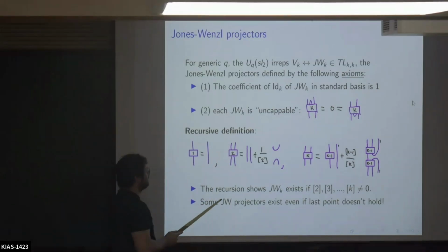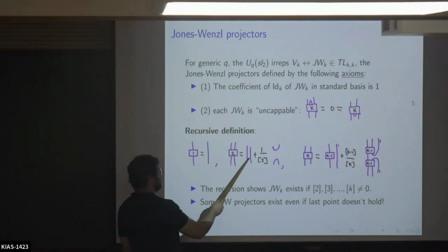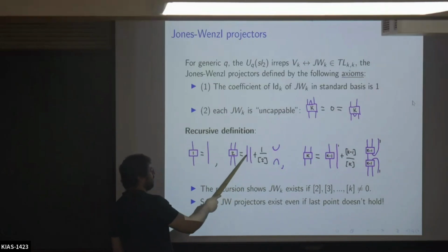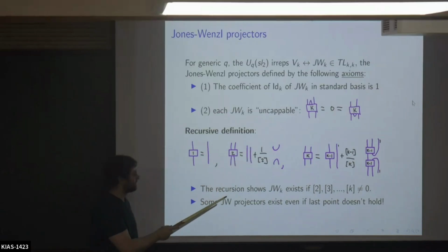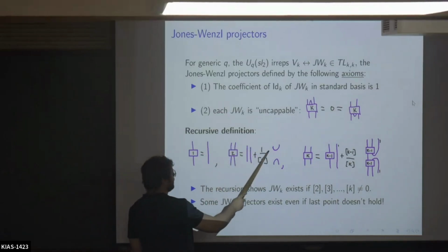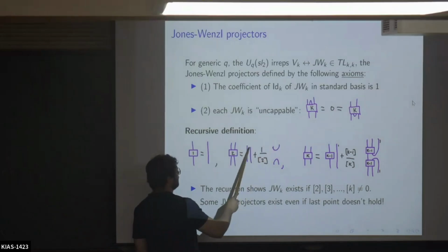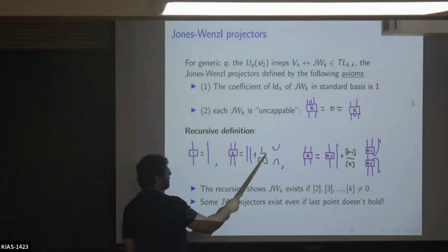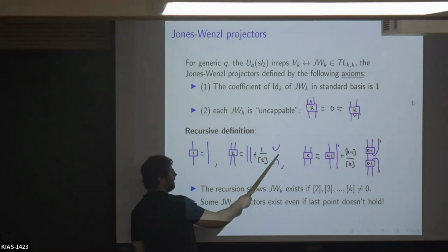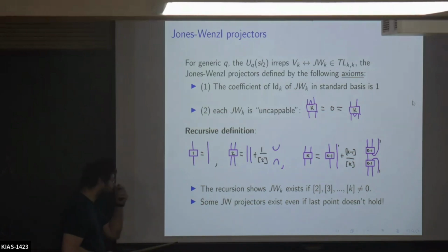And then Jones-Wenzl 2, we construct it using this formula. We see that the coefficient of the identity is 1, and it's uncappable, because if you put a cap here and here, then this would shrink to a cap, and this would have a circle on top of a cap. But the circle is negative quantum 2, and so we get a cap minus a cap, which is 0. So that satisfies both of the axioms.